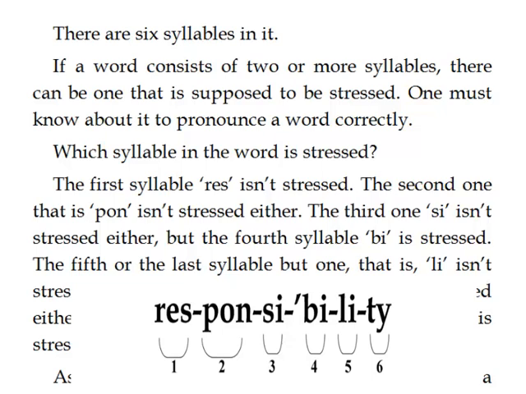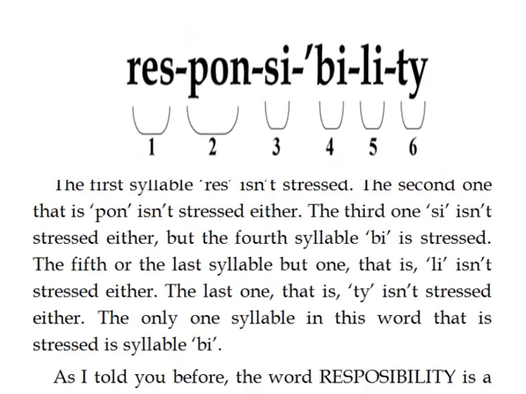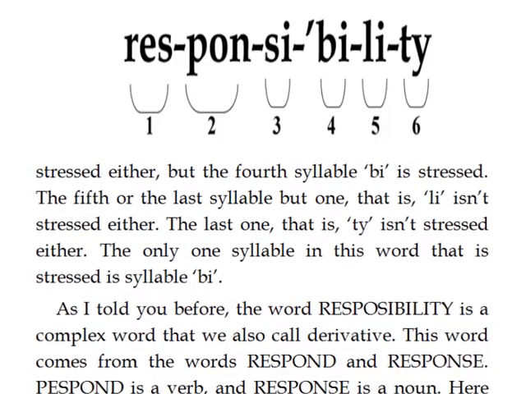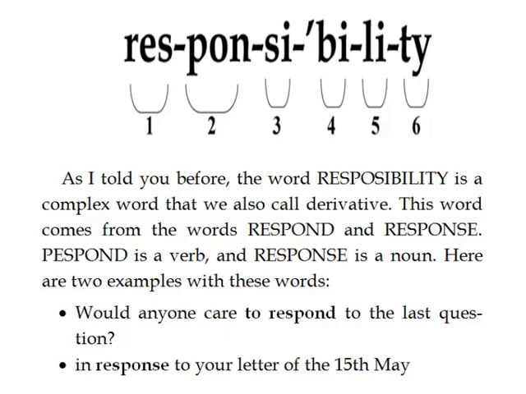Which syllable in this word is stressed? The first syllable, res, isn't stressed. The second one isn't stressed either. The third one isn't stressed either. But the fourth syllable is stressed. The fifth, or the last syllable but one, li, isn't stressed either. The last one isn't stressed either. The only syllable in this word that is stressed is the fourth one. Responsibility, ability, responsibility, ability.